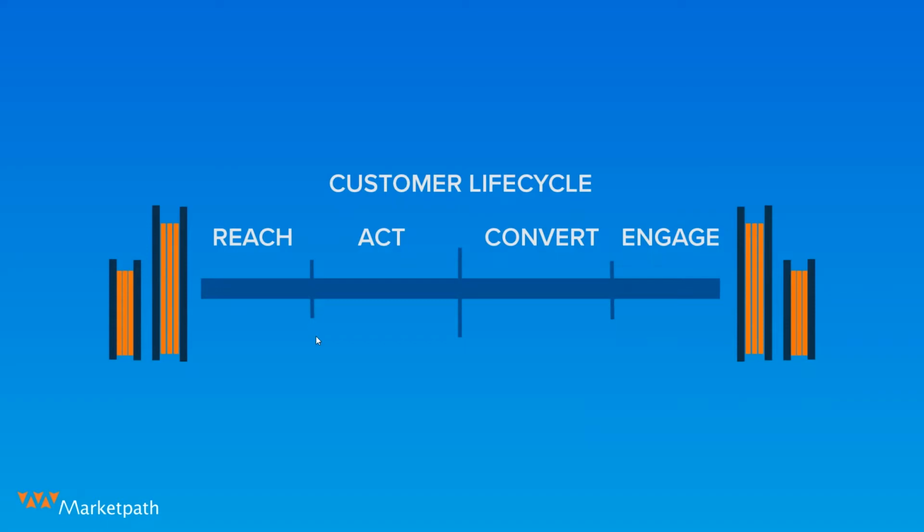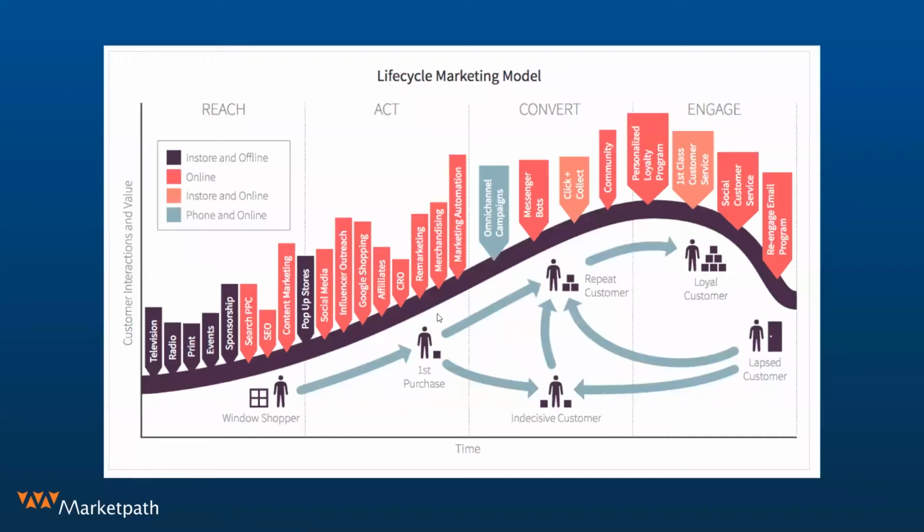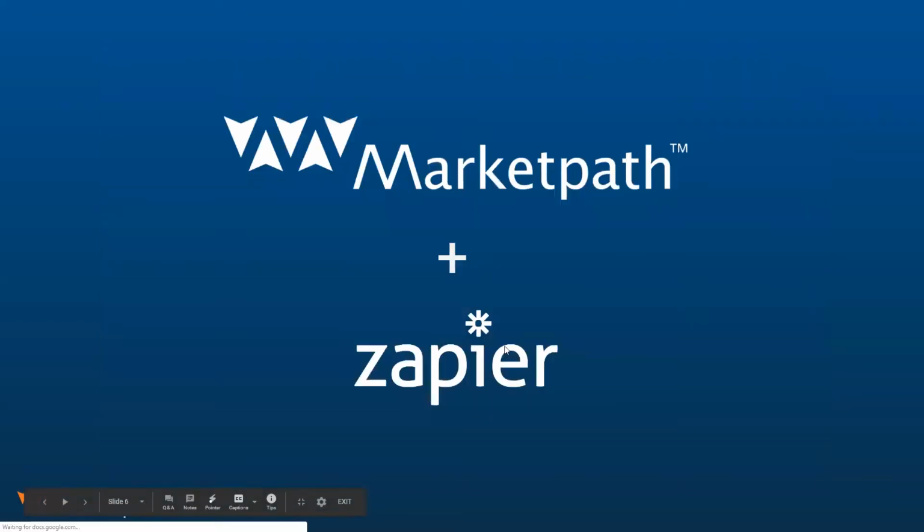So once you determine what those goals are and what those objectives are, then you can start thinking about what's in the middle. This customer lifecycle is part of the lifecycle marketing model. If you're interested in learning more, you can just type in lifecycle marketing model in Google, and it's going to present you with all sorts of interesting things. That's sort of where these different phases came from, if you're interested in learning more. Now, today I'm talking about the automation capabilities with Marketpath CMS and Zapier.